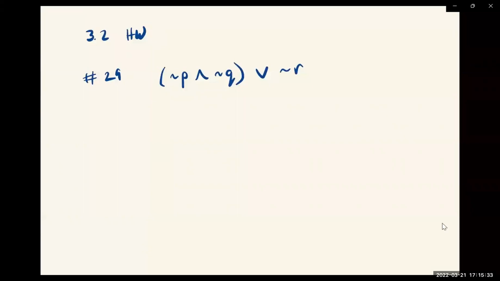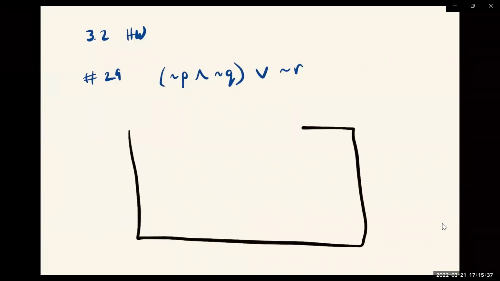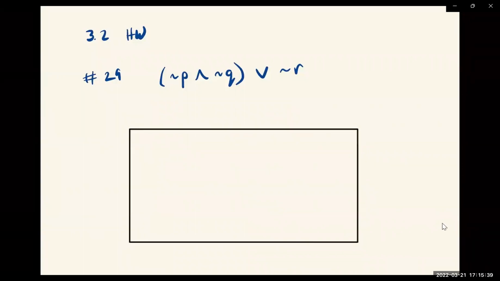All right, so we should probably start off with a truth table. So let's do a truth table first. Oh, because I didn't read the full problem. Let me see what they said. Determine the truth values. Oh, okay.